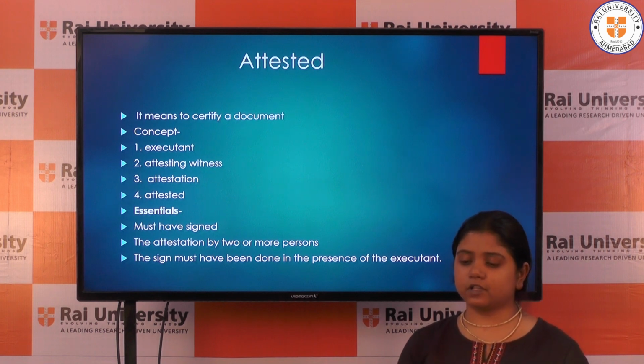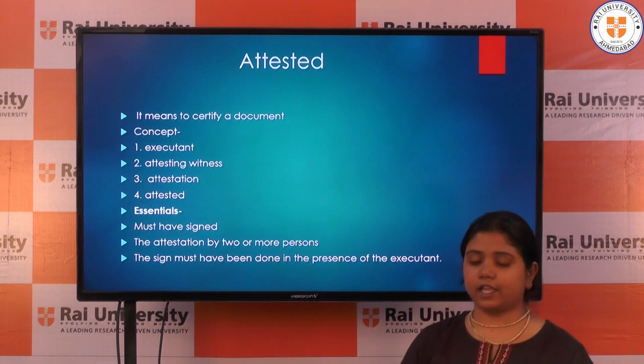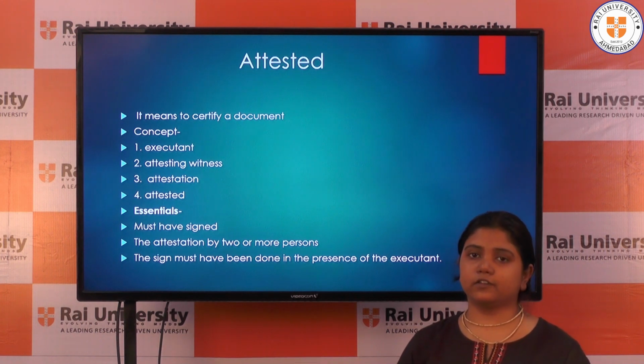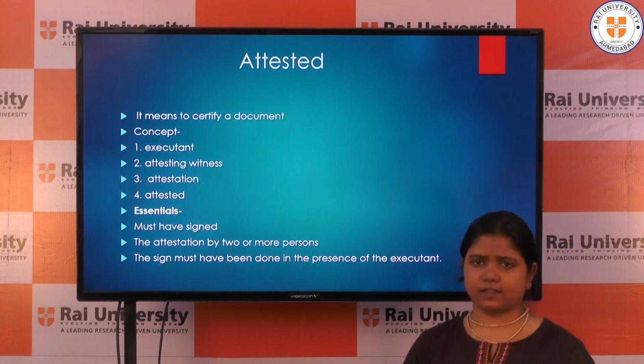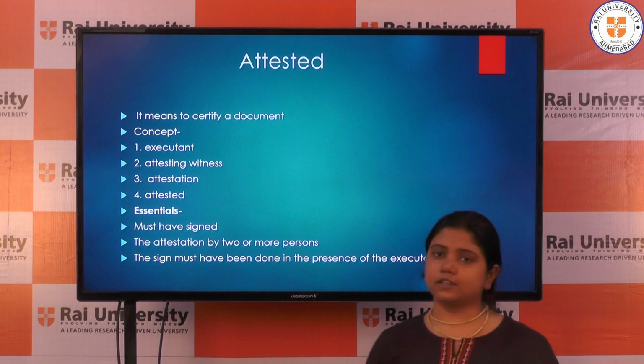So if a person wants the document to be attested, he can call witness A and attest the document, then he can call witness B, then the document will be attested. No need of calling all the witnesses all together.